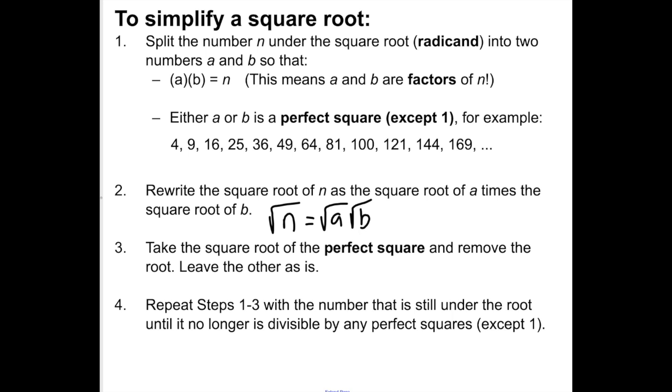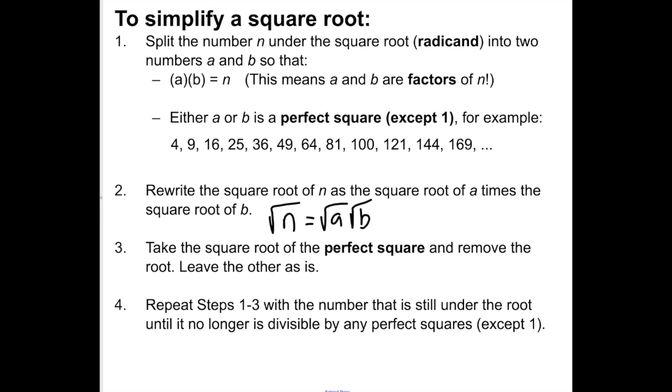Though 1 is a perfect square. So for example, we're looking for numbers like 4, 9, 16, 36, 49, 64, 81, 100, etc. We're looking for one of those numbers to be a factor of that number under the root that we're starting with. And so what we're going to do is break down the square root of n as the square root of a times the square root of b.